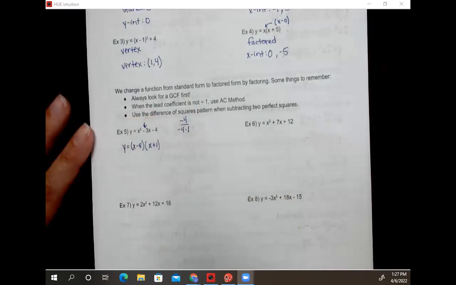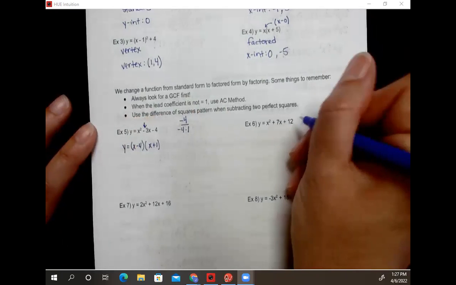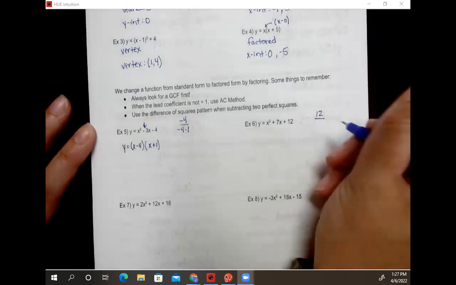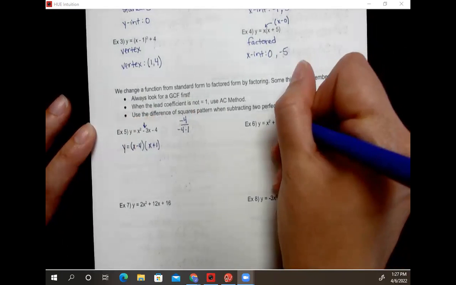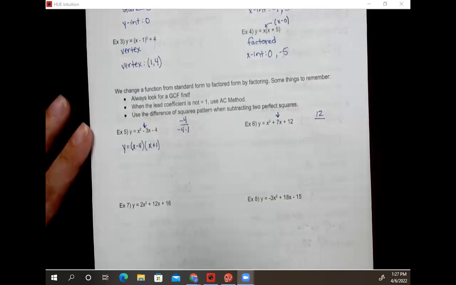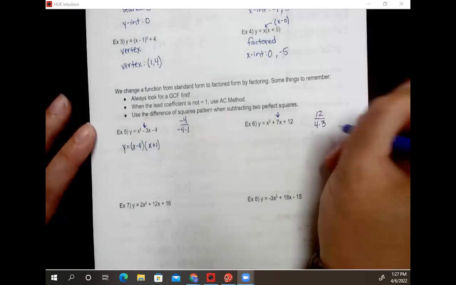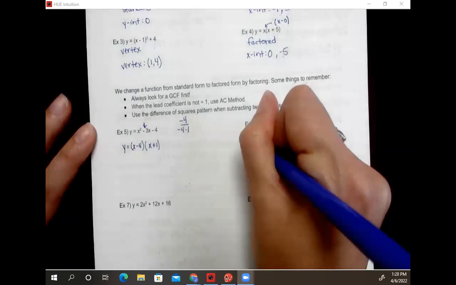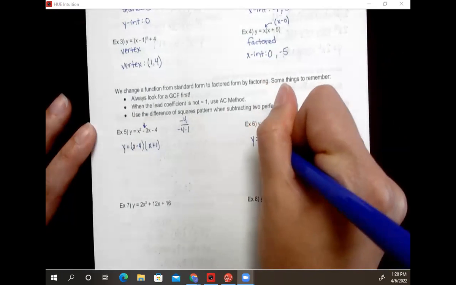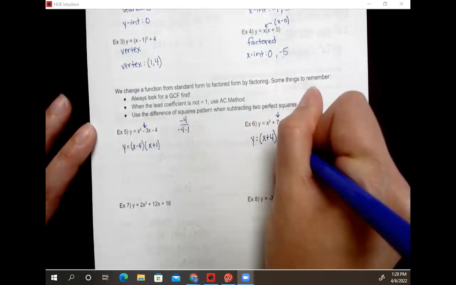How about example 6? Do I have a GCF there? No, I do not. So I'm going to look for factors of C, which is 12, that add to B, which is 7. 4 and 3 will work. So my factored form then would be y equals x plus 4 times x plus 3.